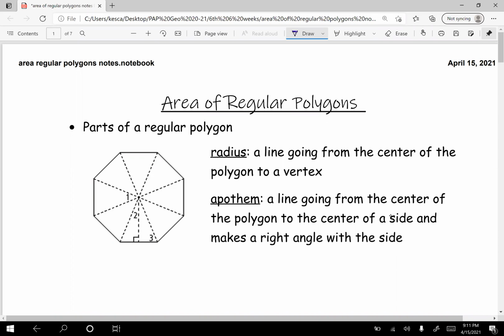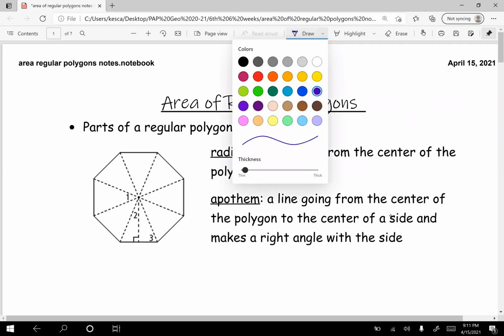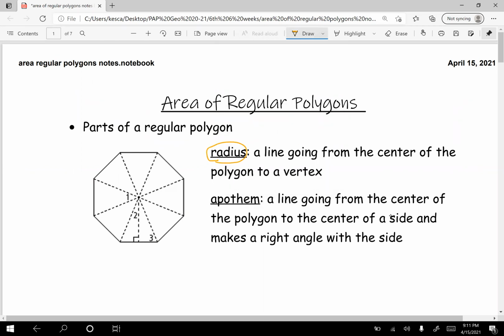The first one is what is called a radius. A radius on a polygon is a line going from the center of the polygon to a vertex. So one of these lines here that I'm going to highlight in this orange color is a radius. We're going from the center to the vertex, to the corner. So that is a radius.